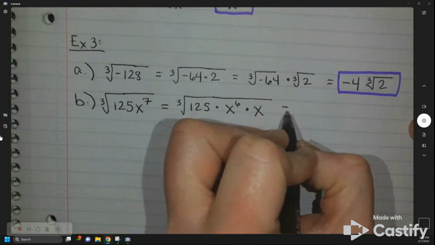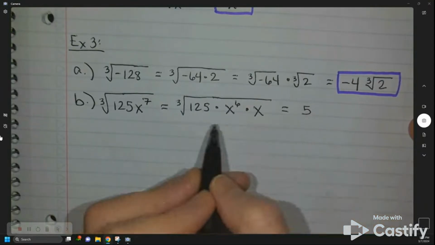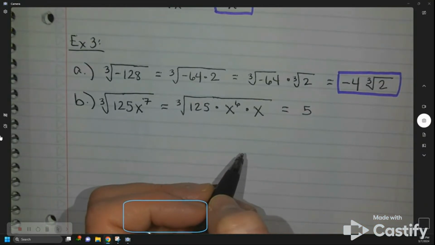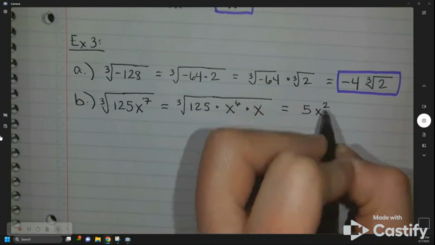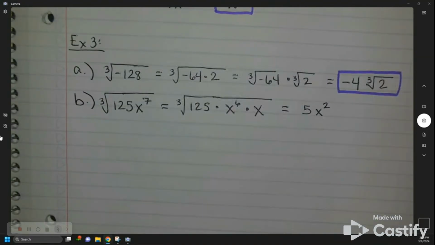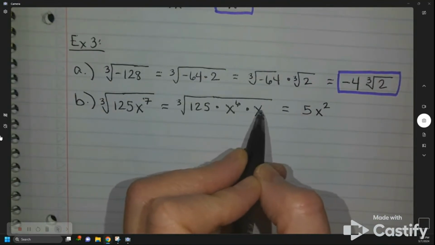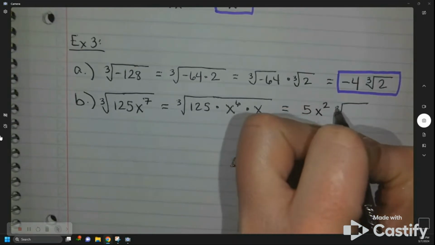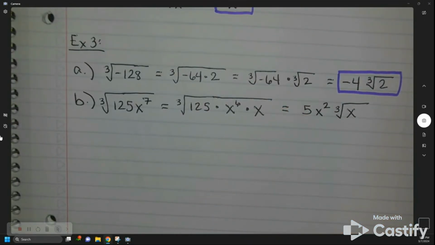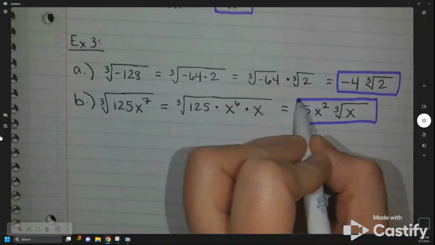All right, so then we have the cubed root of 125 is 5. The cubed root of x to the 6th power is x squared, right? Because that's back to where we were here, that x squared. And then we have just this cubed root of x, because we didn't use that one yet. It's not a perfect cube, so that's still there. So 5x squared times the cubed root of x will be your final answer for that one.